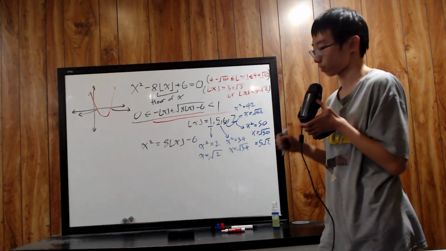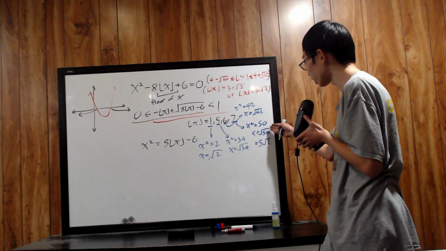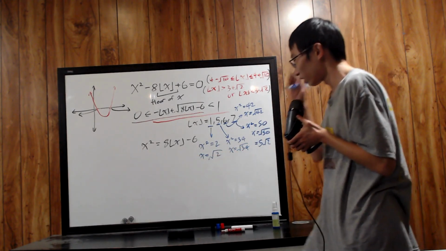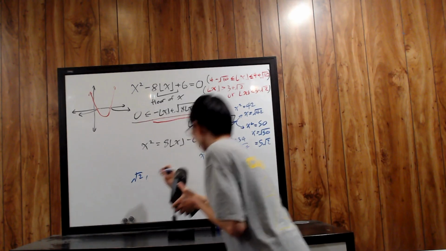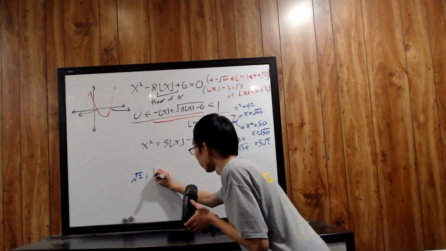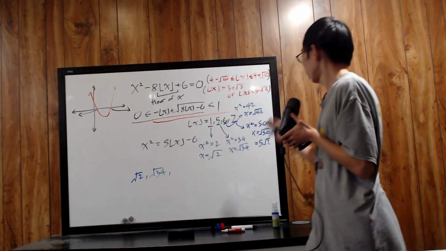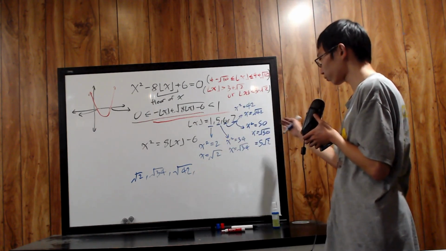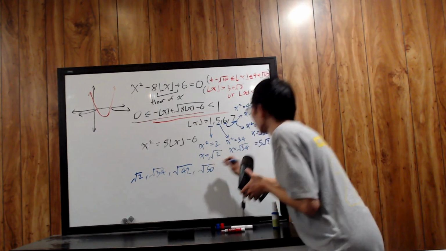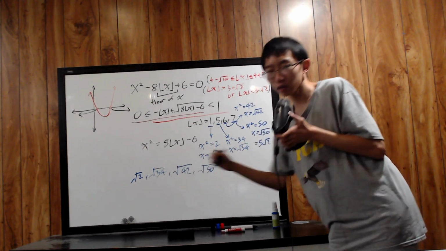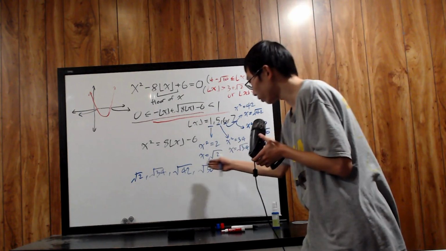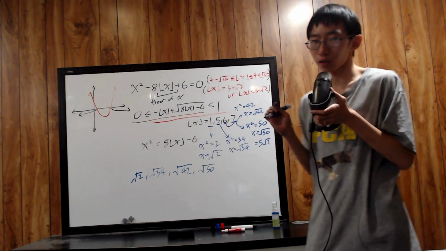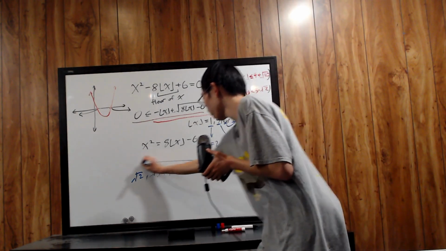Well, that concludes it. We have all our solutions. I'll write them down here because this looks kind of clumped up. So we have root 2, we have root 34, we have root 42, and root 50. And those are our solutions. And in case you're wondering, yes, each of these numbers is consistent with what their floor values are. You can check for yourself. Anyway, we have our solutions.